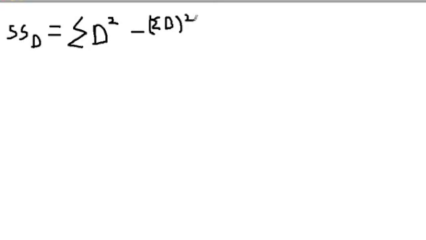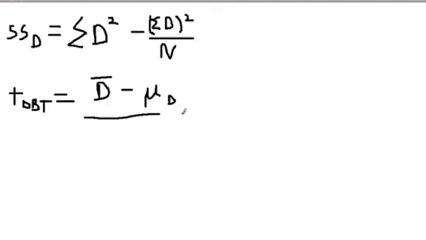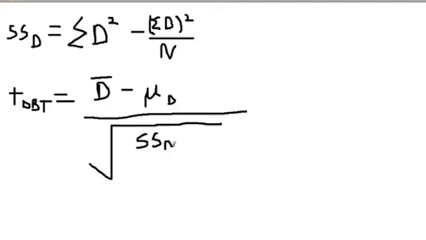To bring it all together now, the sums of squares for the difference, SS sub d, equals the sum of d squared minus the sum of d, squared, over n. And then we have the t obtained for paired samples, which is going to be d bar minus mu sub d bar, over the square root of sums of squares of difference over n times n minus 1. And let's write down all the information we have.